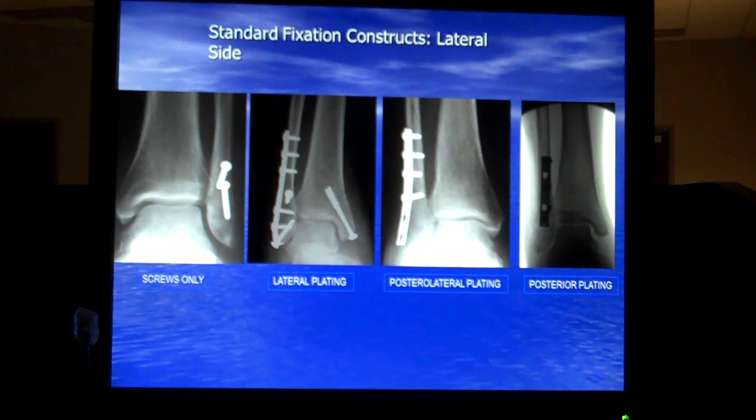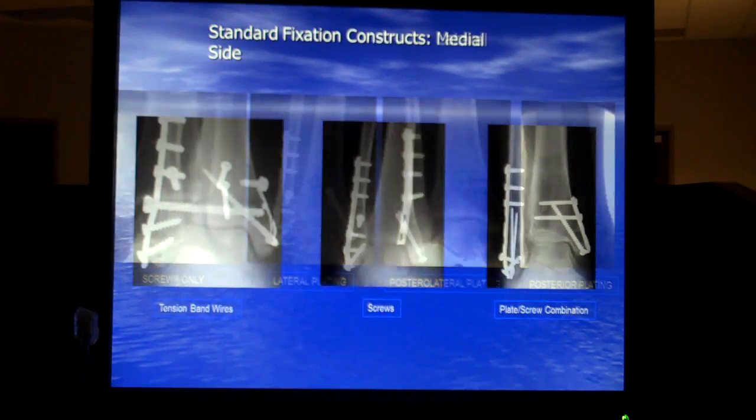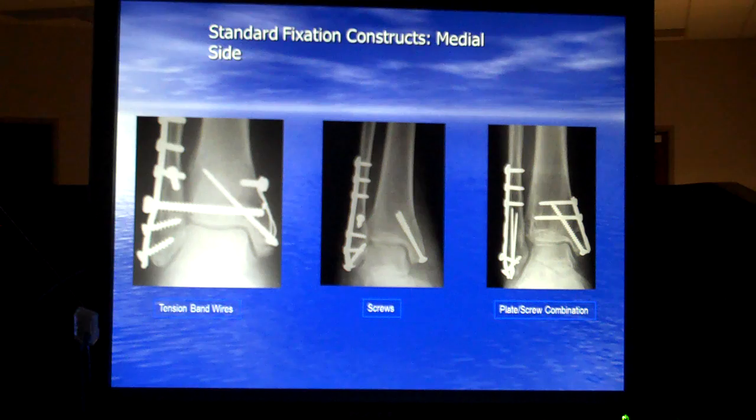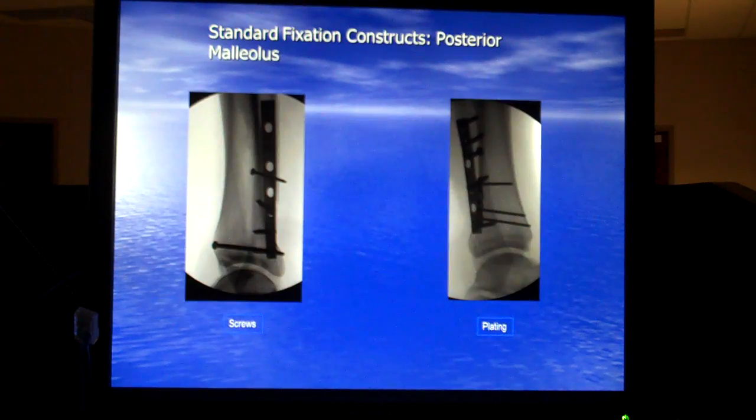Okay, so how do you fix the fibula? You can just use 2 screws. You can use a plate and a lag screw. You can use a gliding plate. You can put the plate posterior. How do you fix medially? You can use a tension band wire. You can use 2 parallel screws, which is how I was trained in most of my cases. Or you can use a plate and screw combination. Does anybody use anything different?